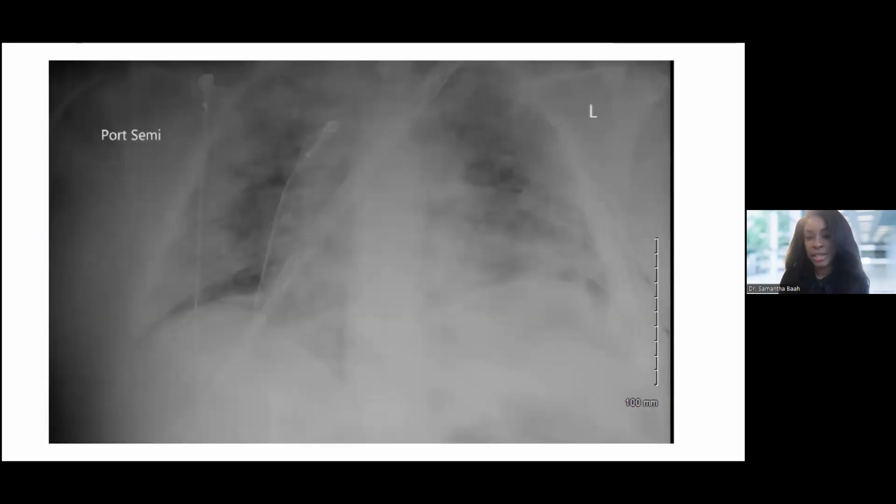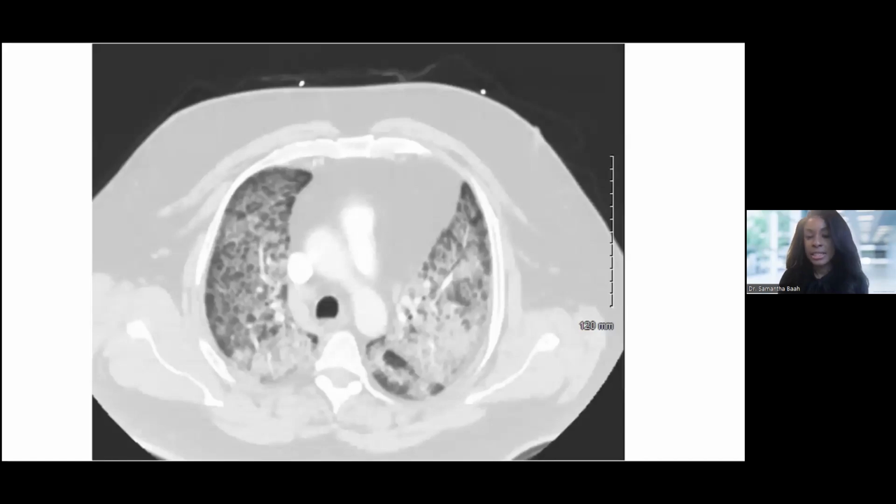So this is his chest x-ray. And as you can see, it's largely abnormal. It has bilateral, just diffuse ground glass opacities, possible interstitial edema. And this is his CAT scan that he got done.